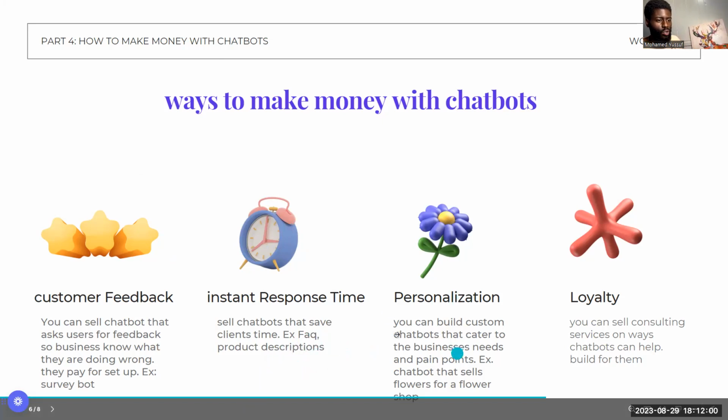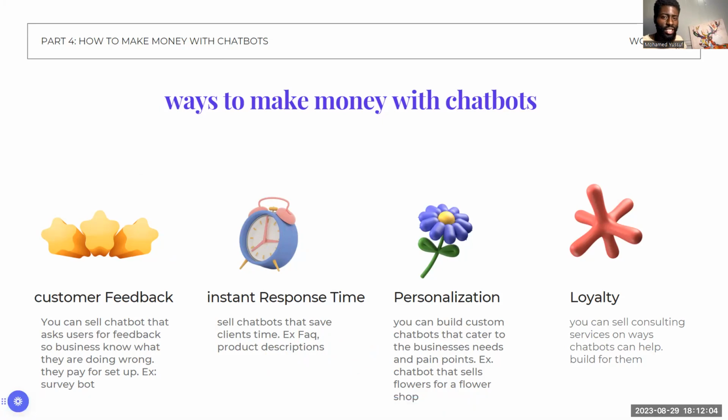Okay. The next one is personalization. You can create custom chatbots for people. Depending on what company it is, depending on what needs they need to fill, depending on what it is they sell, you can create a chatbot that satisfies their need. So if I sell cars, you can create a chatbot that sells cars. If I sell clothes, you can create a chatbot that sells clothes. If I sell keyboards, computers, you create a chatbot that sells computers. Whatever it is that you sell, you create a chatbot that's based off that.